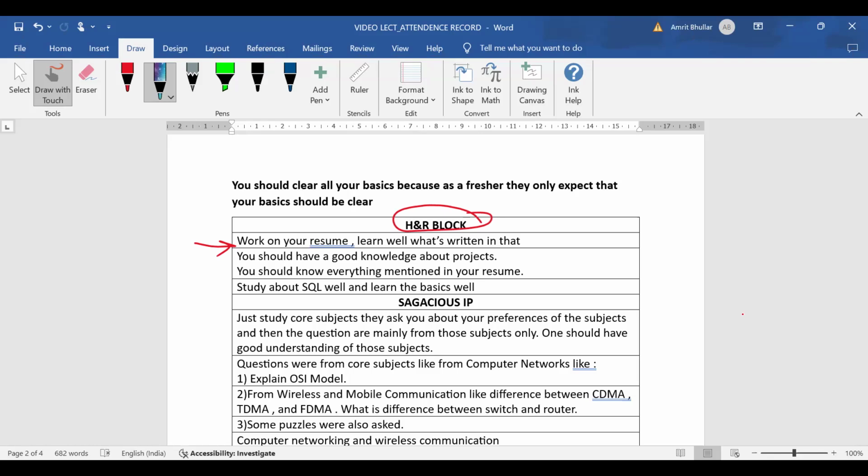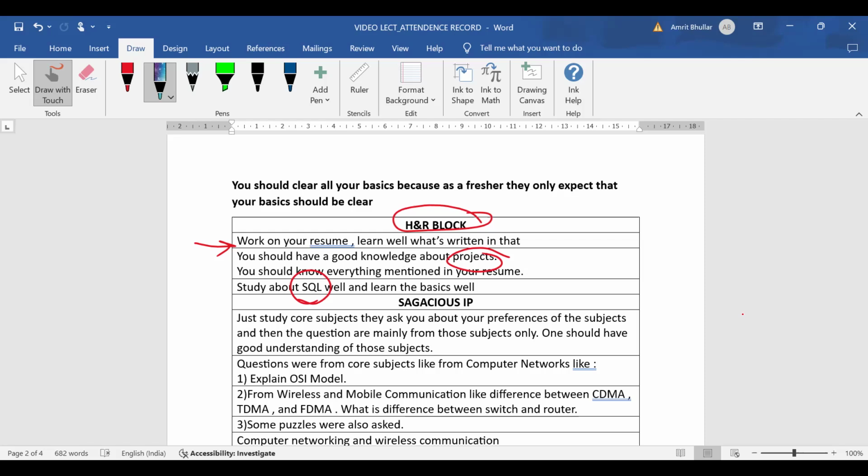You cannot put anything lame in that, things you have no knowledge about. You should have good knowledge about your projects. All the projects that you have mentioned in your resume, you should know well. You should know everything mentioned in your resume. Not even a single thing should be copy pasted. Then you should study SQL well and learn the basics well.